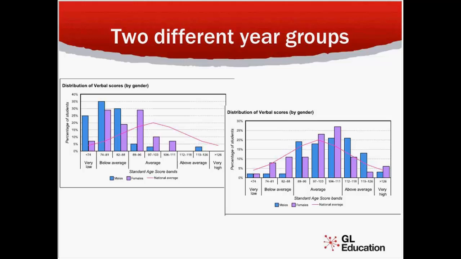So you can see a real polarization in terms of verbal scores between one year group and the next. This level of reporting, the Senior Leaders Report, can really help you identify which year groups you need to target, what resources you need to put in place.